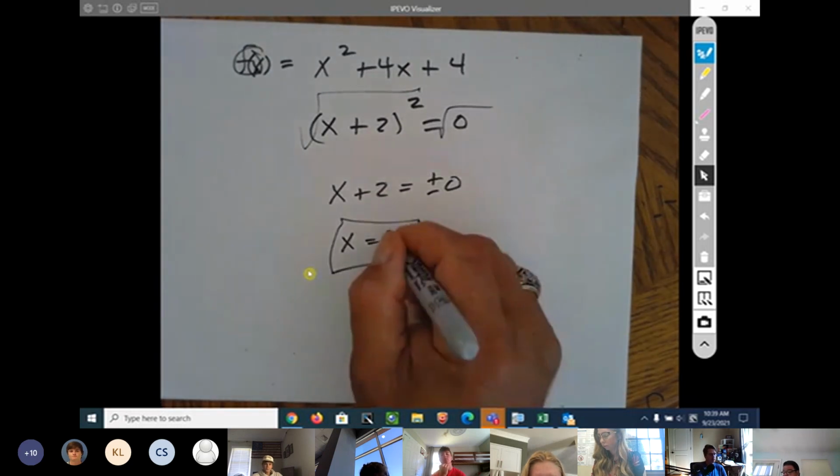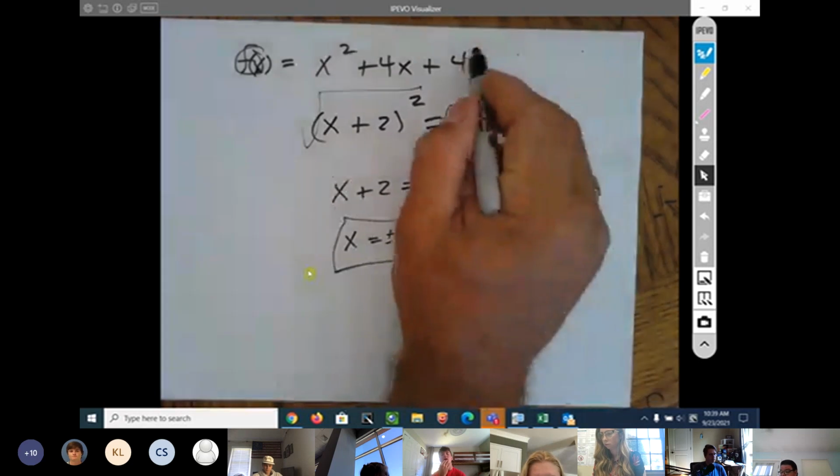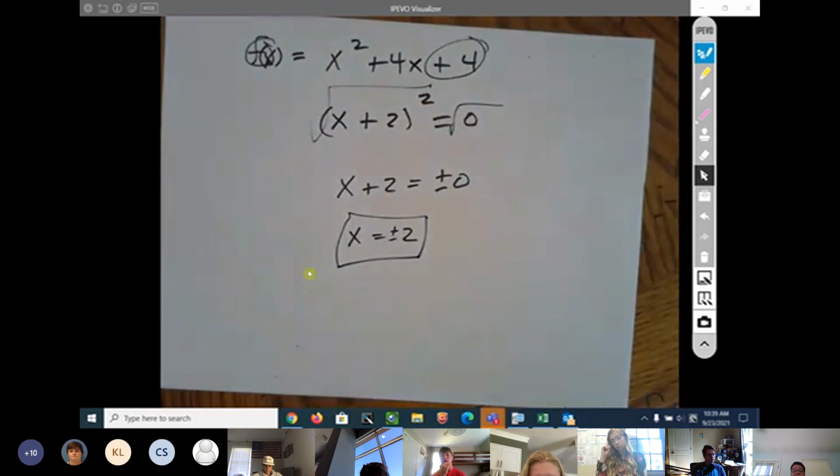And that would be a positive or -2. And the y-intercept is 4. But you still don't have the vertex. Does everybody see what I'm trying to get to here? If you don't know the vertex, you don't know what's going on.